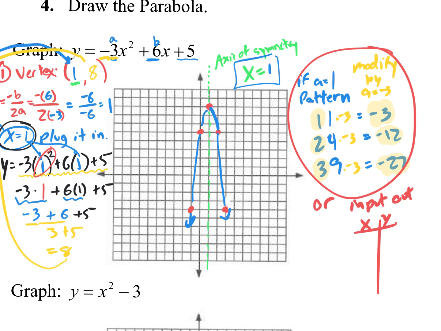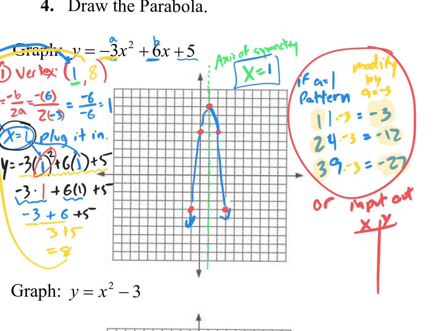Okay. So that's a good question. What if your a value is negative 1? Well, you could multiply these guys, the 1, 4, 9, by negative 1. Or you could just be like, oh, the pattern 1, 1, 1, 1, 2, 4, 3, 9 still exists, but because it's negative, you're going to be going 1 over 1 down, 2 over 4 down, 3 over 9 down, right?